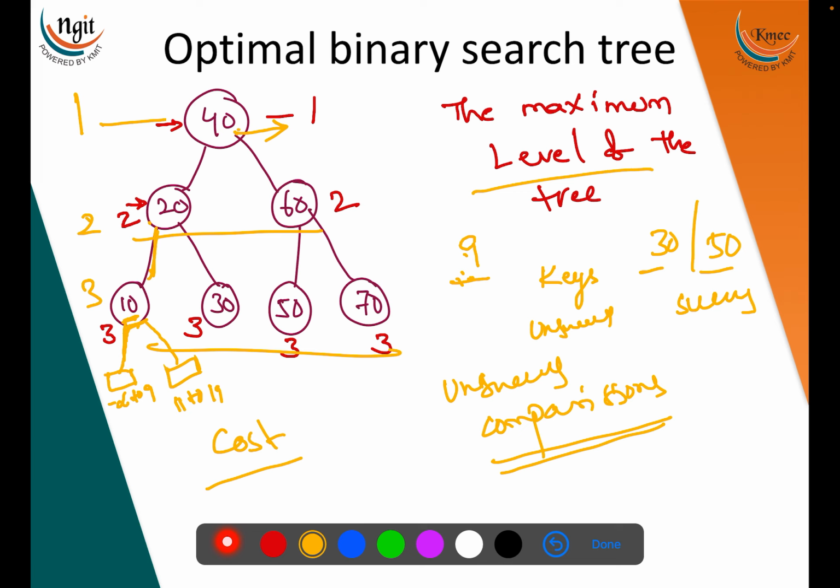Now, one more thing, unsuccessful nodes are represented with dummy nodes. I told you about these dummy nodes. Square boxes represent dummy nodes, and these nodes are unsuccessful nodes. Now, I am taking these unsuccessful nodes.